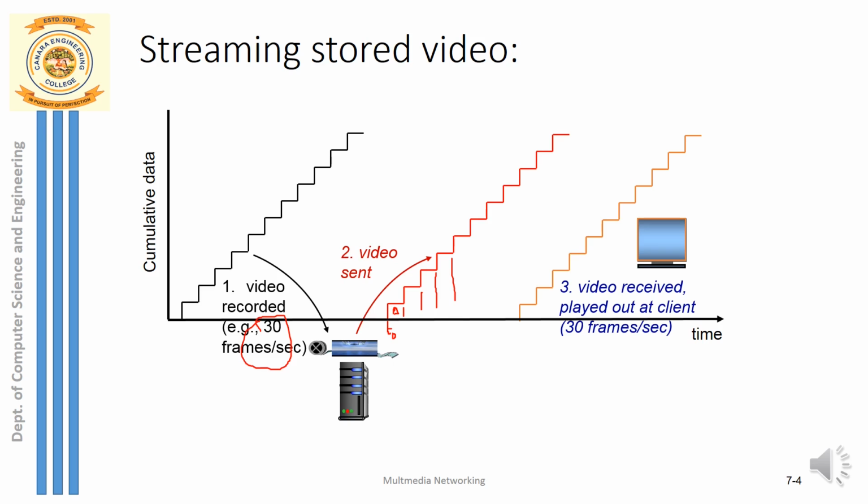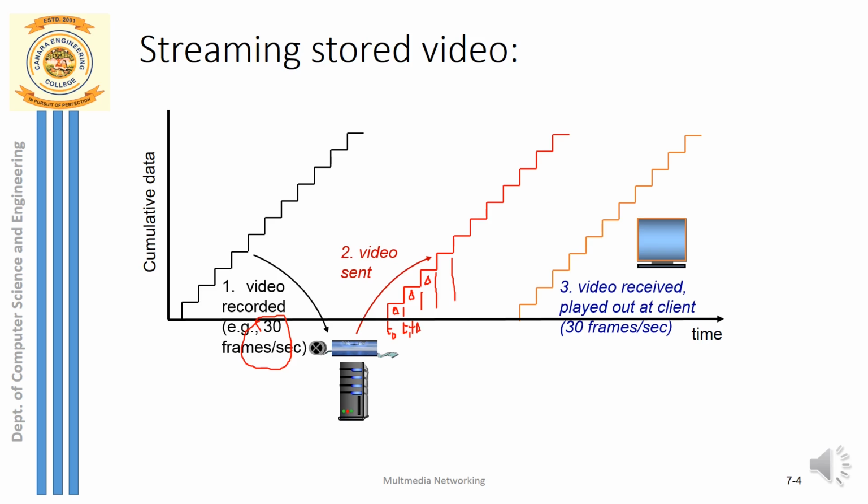This delta is fixed, it's constant. You can say the gap between every frame is constant. T1 plus delta indicates the timing of the next frame that is sent. So everywhere this delta is constant, and the video is sent.